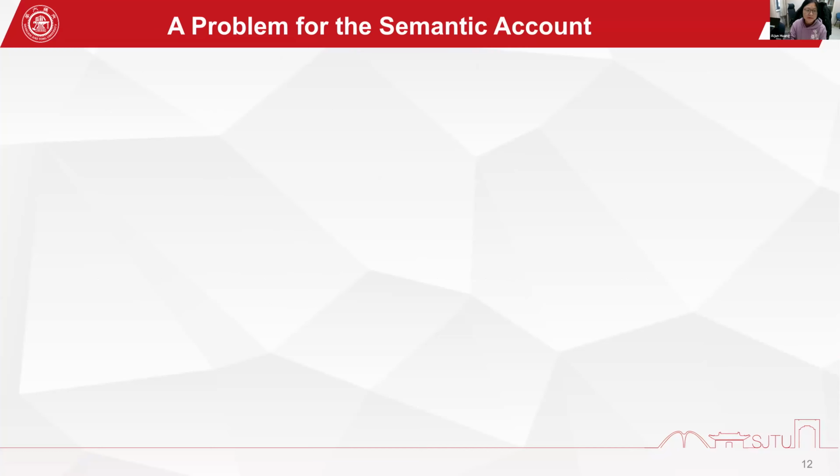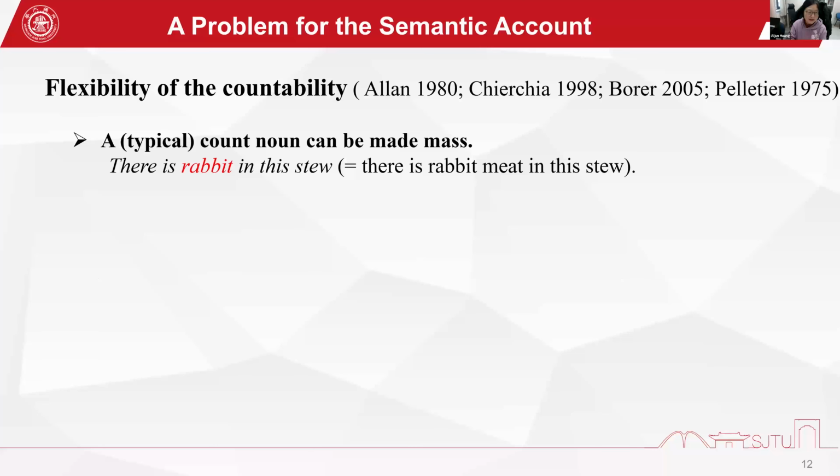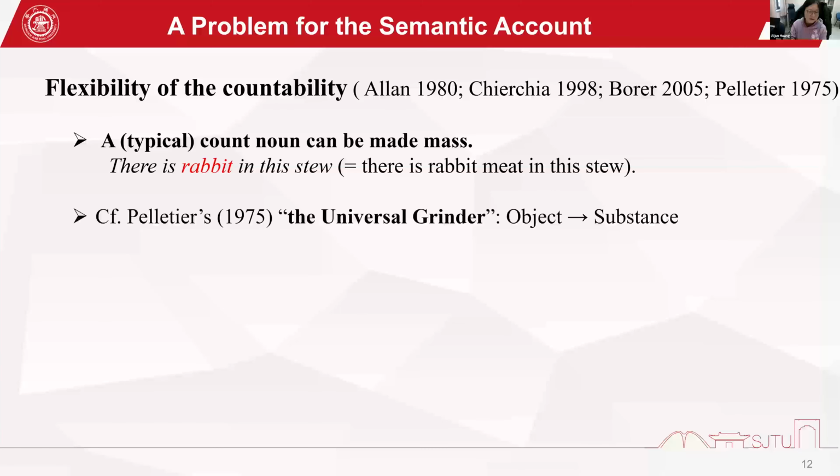Okay, there is a very fundamental problem for the semantic count, that is the flexibility of countability, as pointed out by many scholars. In particular, a typical count noun can be made mass. For instance, we can say there's rabbit in this stew. Rabbit, we know, is a typical count noun, but this sentence can mean there's rabbit meat in this stew.